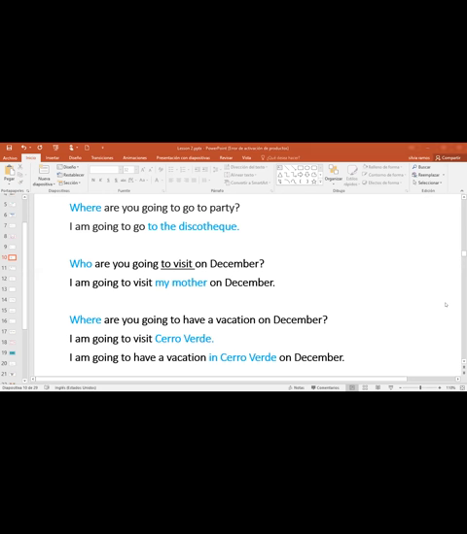Sin pena. So I have here, I have where, the first one, and I want to know this. Right. Estamos viendo ahorita la fórmula que practicamos ayer. WH plus be plus subject plus going to plus verb plus complement, right? But what I want to know is this. I want to know a place, right? So you say, where are you going to go to party? I'm going to go to the discotheque, right? So I want to know this.